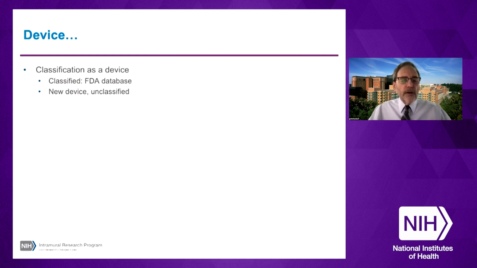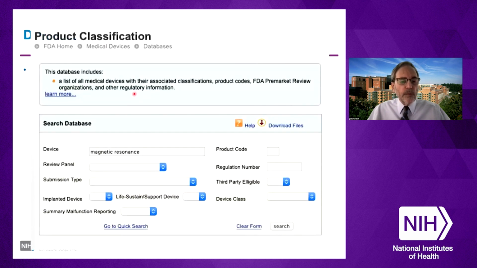So the device classifications are listed in the FDA database. If you're developing a product or a device, you can look in the FDA database and find out if it's already classified. If it's a new device that's not been classified, then it's an unclassified device. But you can look in the product classification database, and all these things I'm showing you are easily found online. If you search FDA product classification, this will pop up.